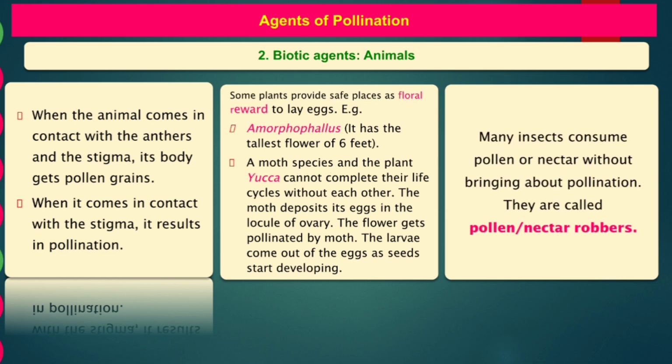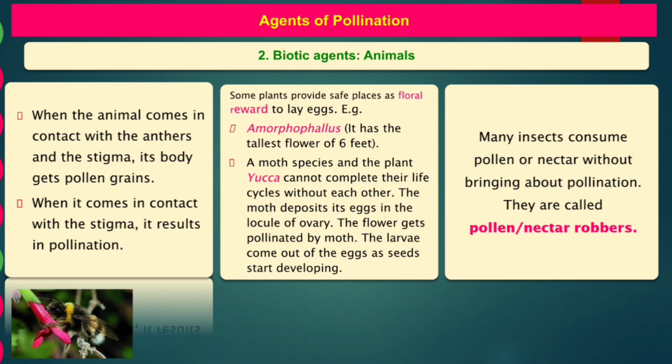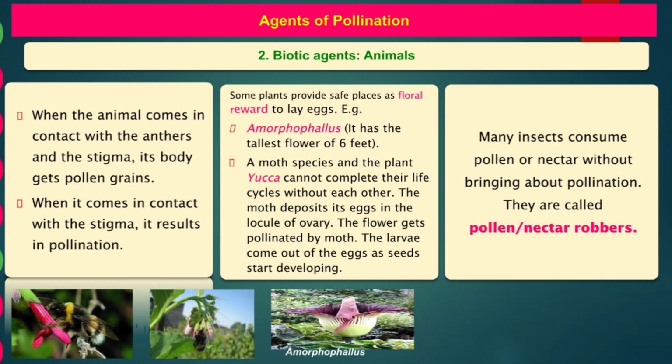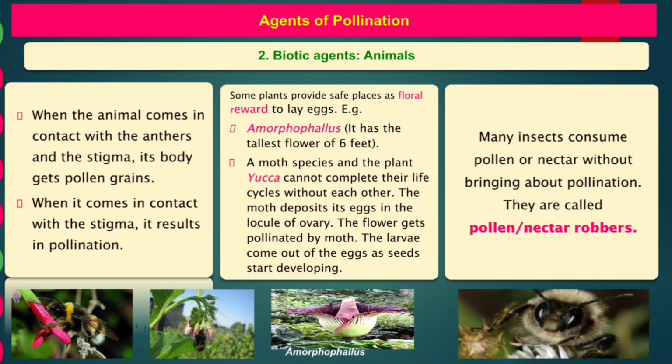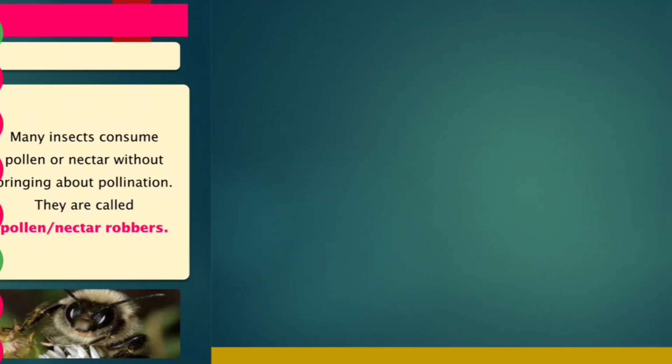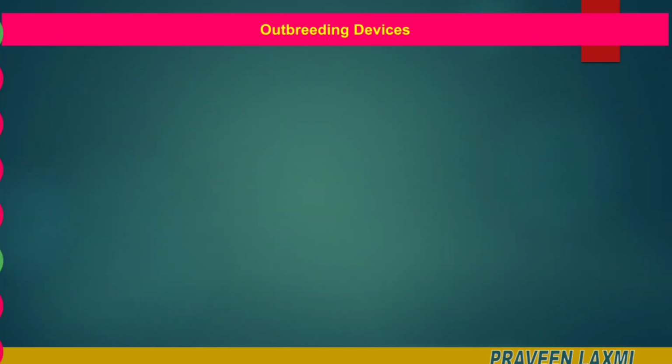Now many insects consume pollen or nectar without bringing about pollination, and they are called pollen nectar robbers. These are some pictures you can see here, the Amorphophallus flower and some insects that are undergoing pollination.